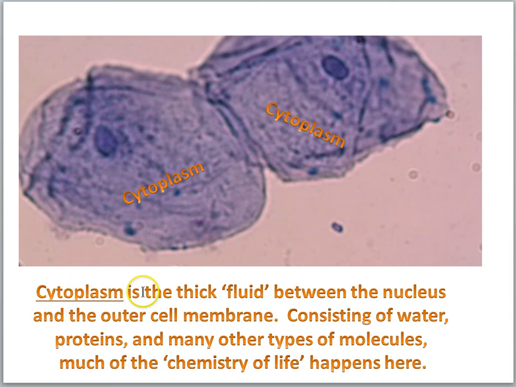So the cytoplasm is the thick fluid between the nucleus and the outer cell membrane. Consisting of water, proteins, and many other types of molecules, much of the chemistry of life happens here. So here we see two cheek cells, the outer cell membrane, we have the nuclear membrane there, and so all this fluid in here would be the cytoplasm.